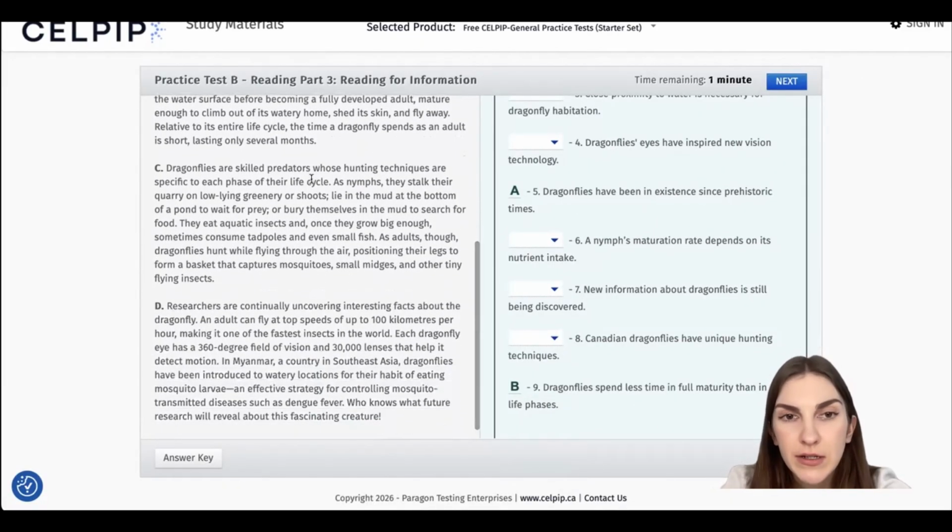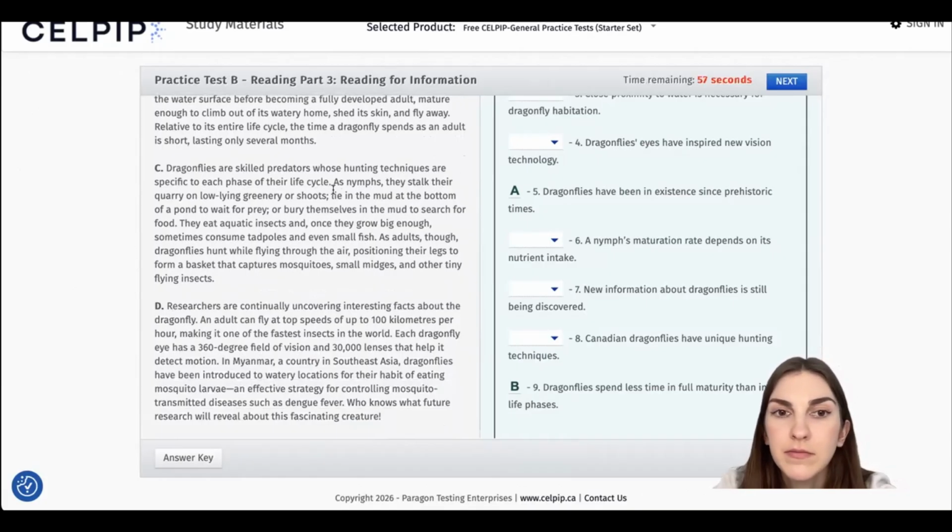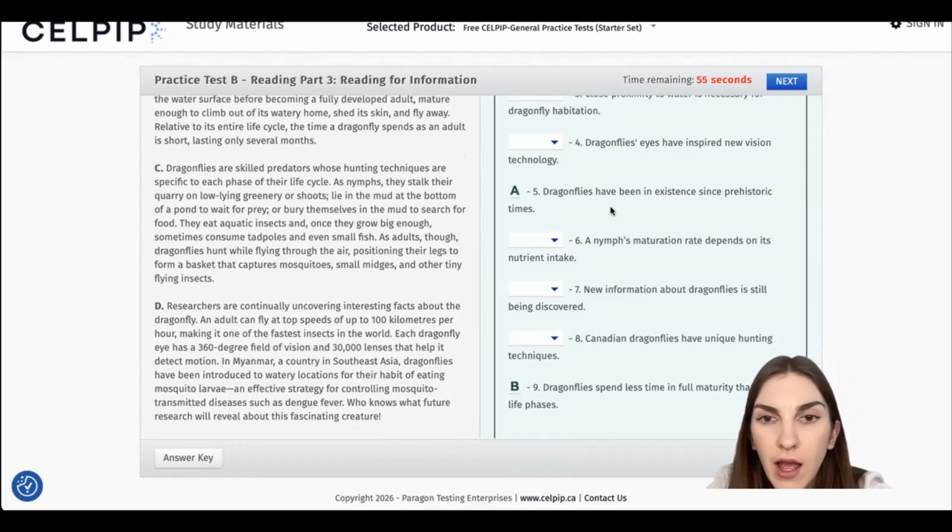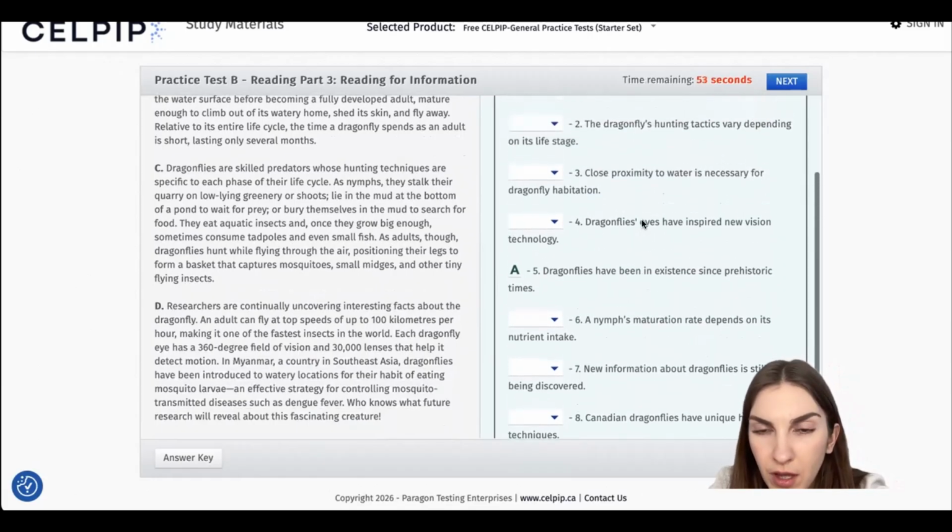Dragonflies are skilled predators whose hunting techniques are specific to each phase of their life cycle. Do we have the same information?